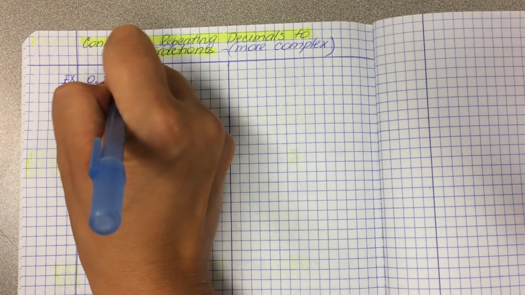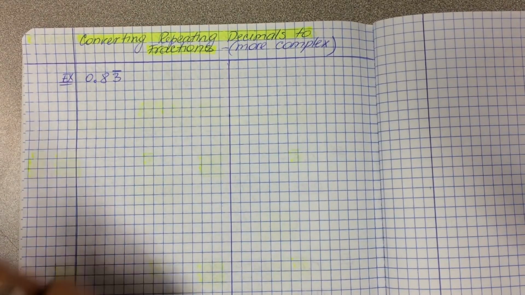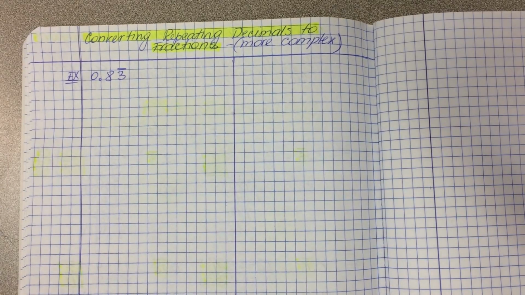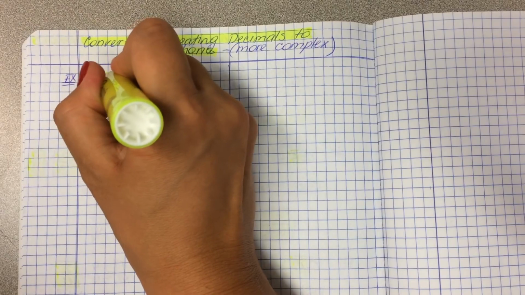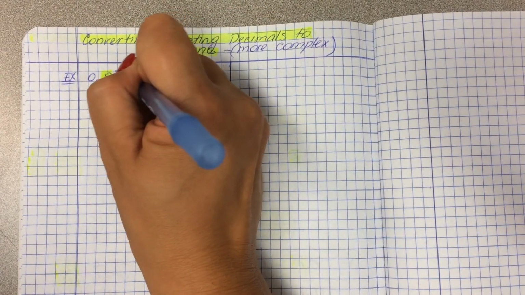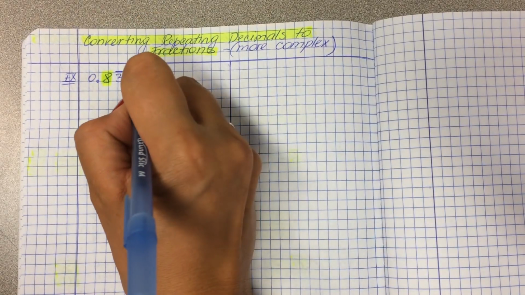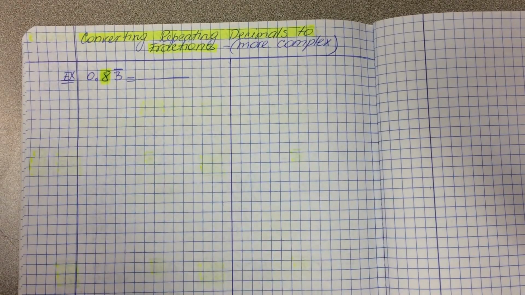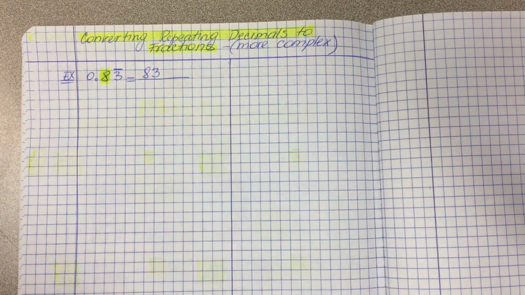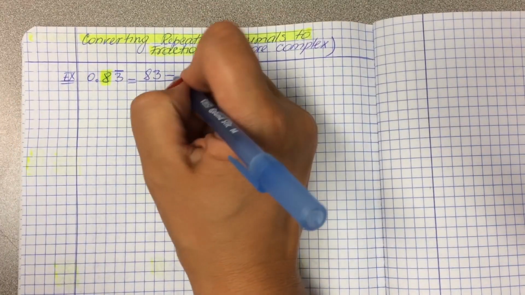0.8 not repeating, 3 is the repetition or the pattern. In this situation, the 8, which is not repeating, is very important. That is one not repeating or not repetitive decimal. In order to begin, we are going to have a fraction, and on the numerator we have 83, and we will subtract the not repeating number 8.